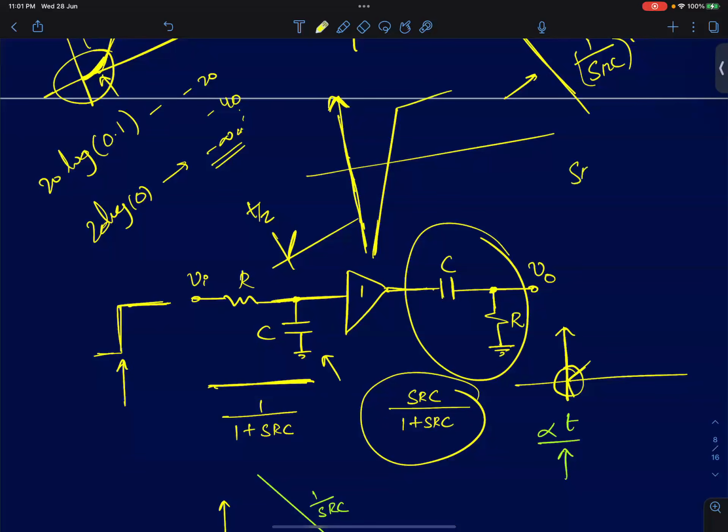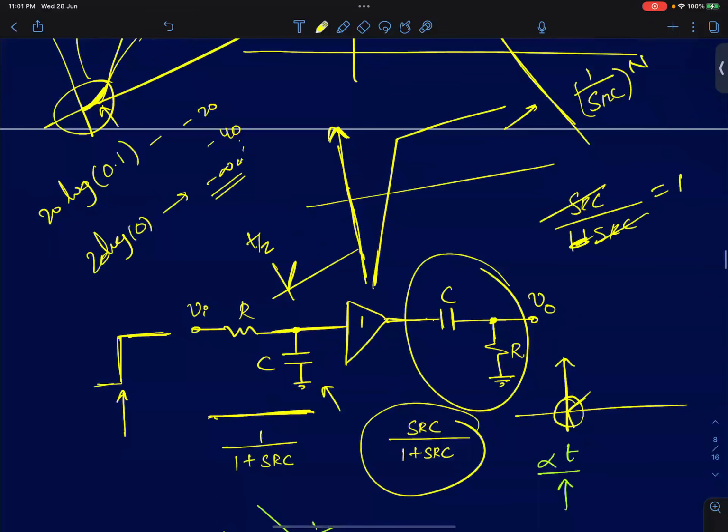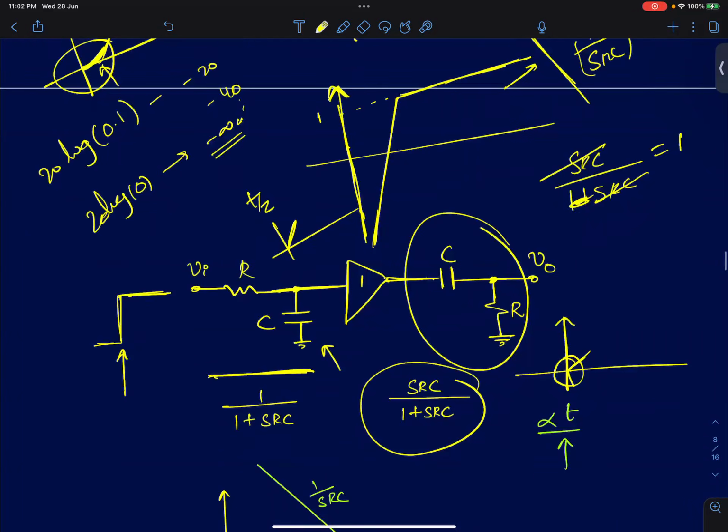So SRC by 1 plus SRC, you can ignore the 1 here. So SRC and SRC will cancel out. You will get 1. So at high frequencies, it's a high pass filter, and the gain will be 1 or 0 decibels. So what happens here at infinite frequencies is it just passes the input as it is. So if I feed a ramp input at this point, I should expect the output to be the same ramp. So at t equal to 0, I should expect the same output at this node.